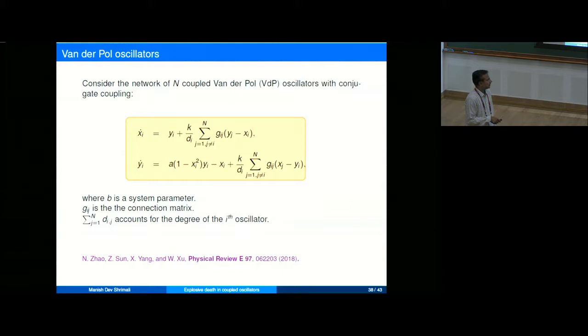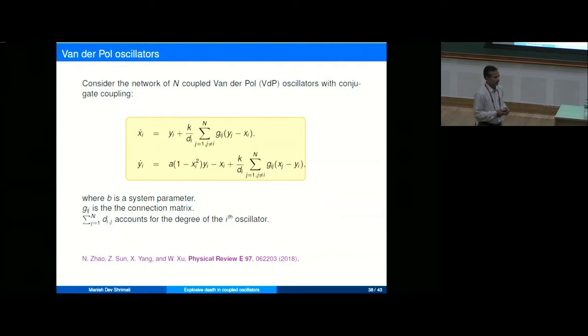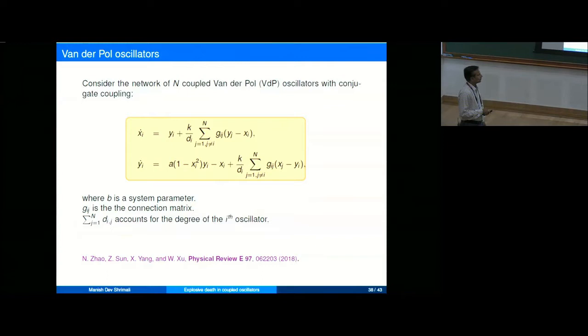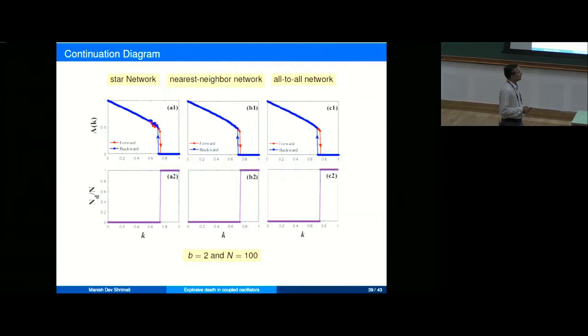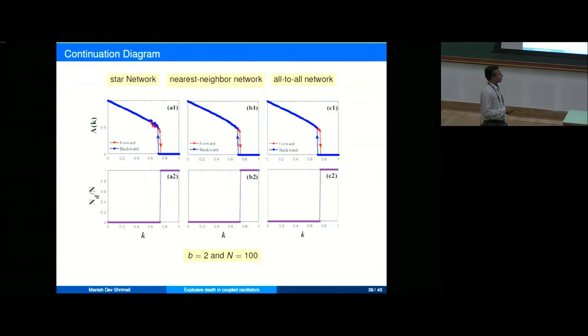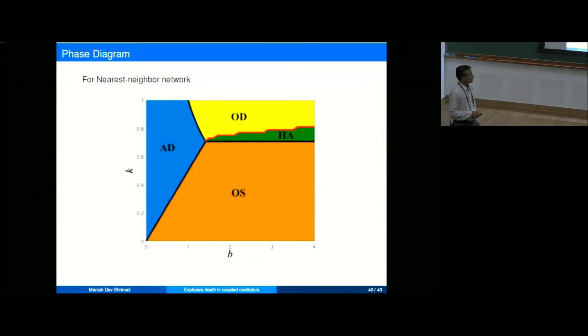So you can consider all different possible kinds of network topologies here. And then the coupling is between dissimilar variables. This is not with xj minus xi, but yj minus xi. So you have this kind of conjugate coupling. Here you can see, with the continuation diagram, if you plot the amplitude as a function of the coupling strength for the different network topologies, that you have this explosive death transition in the star network as well as nearest neighbor and all-to-all networks.